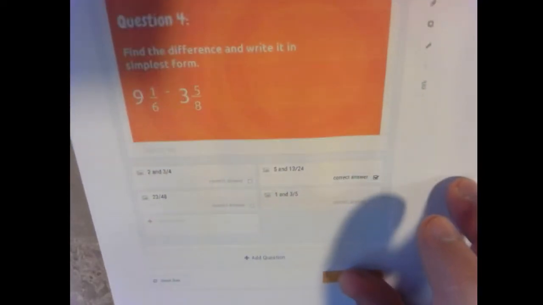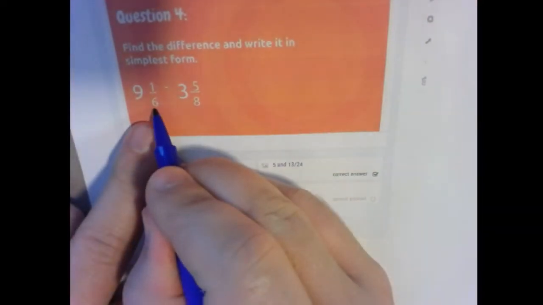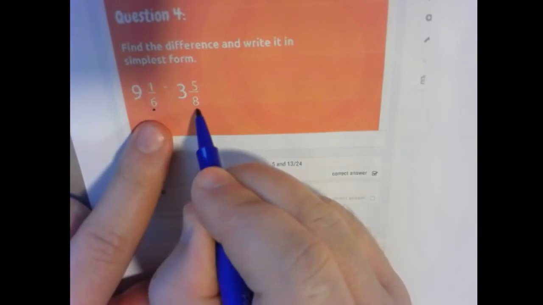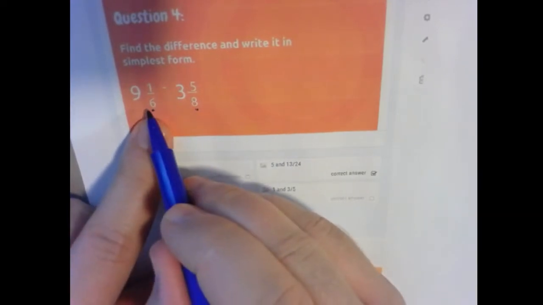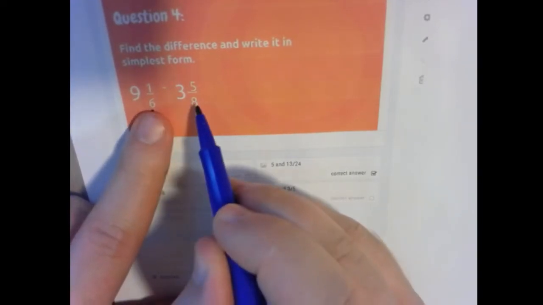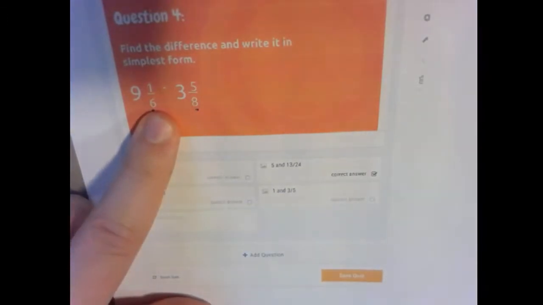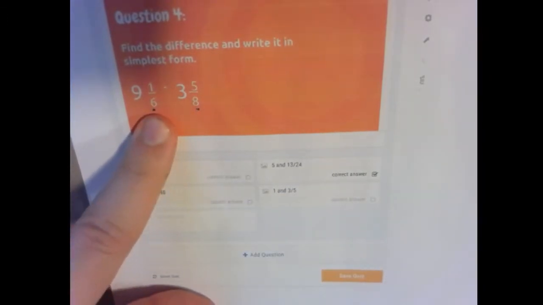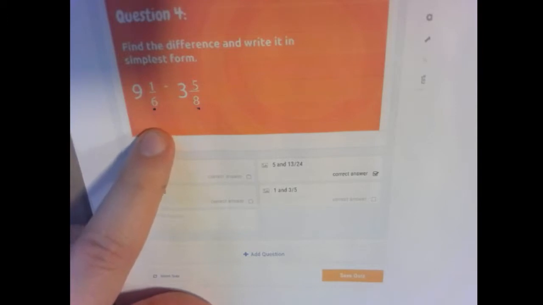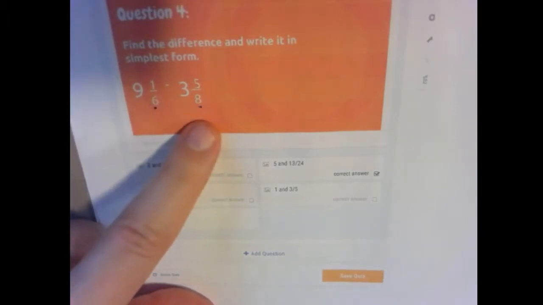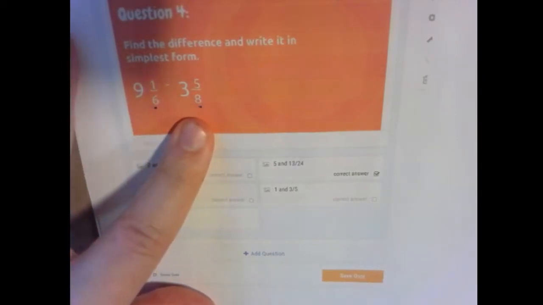Okay, let's do this next one quickly. Now this is a little bit tricky because we would typically look at the denominator of the fraction that we're working with and see how we'd multiply to get 8. 6 times what makes 8? That is just not going to work very well. So we're actually going to have to change both of these fractions, okay?